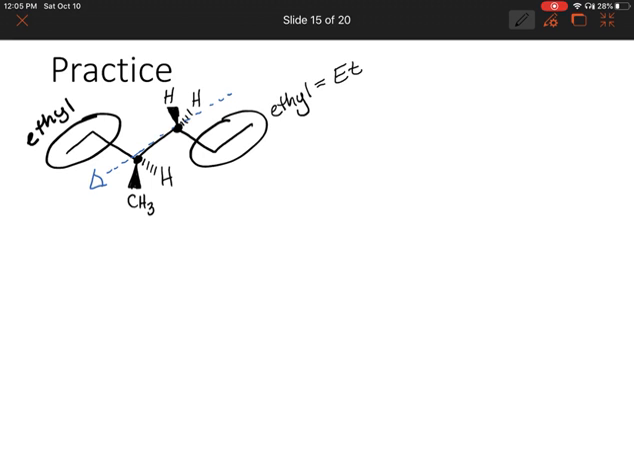So I would like you to pause the video and try to draw a staggered conformation of this molecule. So it's a Newman projection in its staggered form. And then when you unpause the video, we'll go over it together.